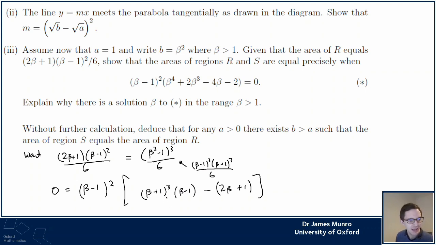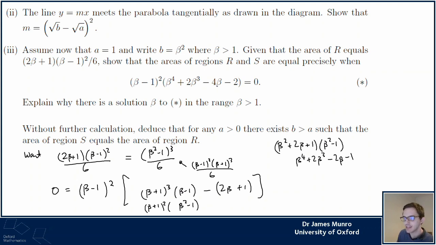Let's think about this term here. I might stick together one of the beta plus 1 squared and then stick a beta plus 1 back together with a beta minus 1 to get beta squared minus 1. That feels quite nice. If I multiply that out, beta squared plus 2 beta plus 1 multiplied by beta squared minus 1 is going to be beta to the 4. And I get a pickup of 2 beta cubed. I get beta squared, but then I get minus beta squared. I get minus 2 beta, and I get minus 1. And then if I subtract another 2 beta and another 1, then I get exactly this quartic in the bracket here. So I won't write it out. Finish off simplifying this, and you get exactly this expression.